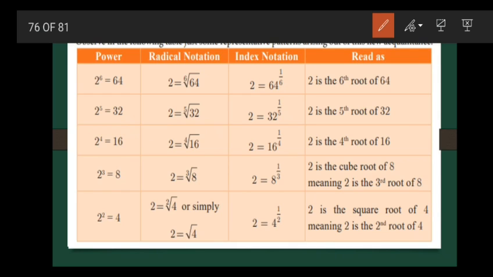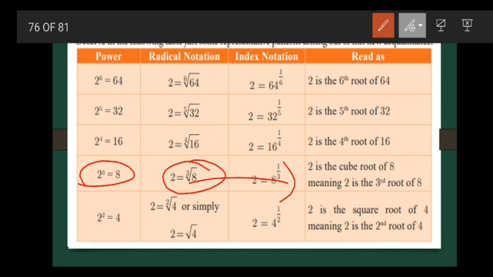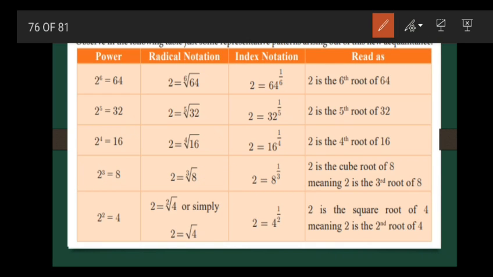Now we come to the cube root of 8. When you multiply 2 with itself 3 times, you will get 8. That is cube root of 8, so 2 is equal to cube root of 8. If you represent it like this, it is radical notation. And if it is represented like this, 8 to the power 1 by 3, it is also the same as the cube root of 8. So 2 is the cube root of 8, meaning 2 is the third root of 8. Then square root of 4.